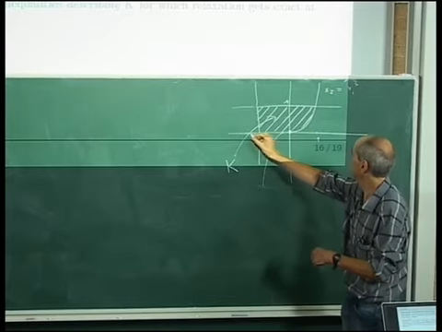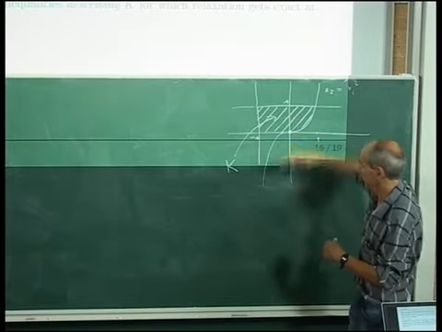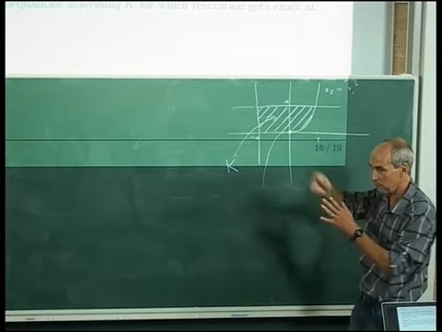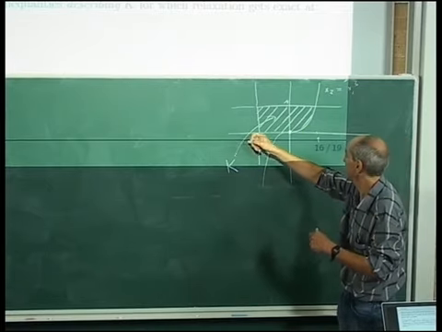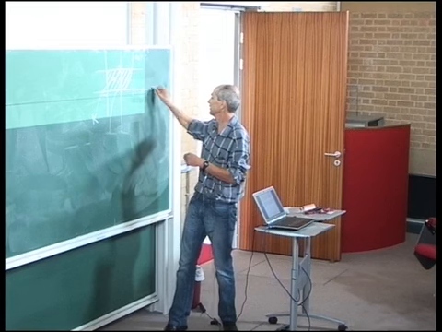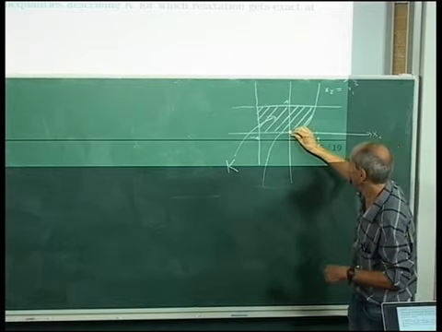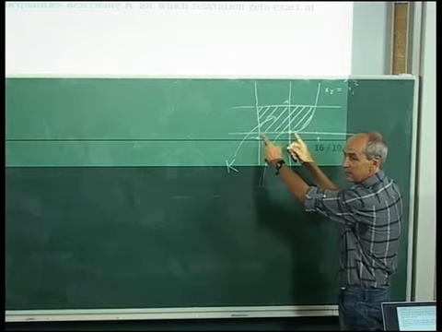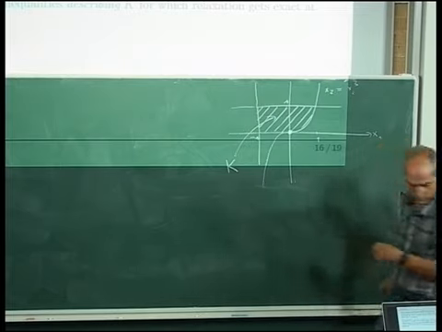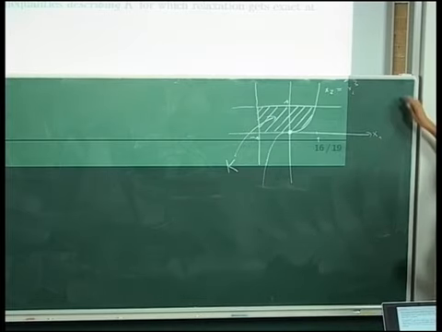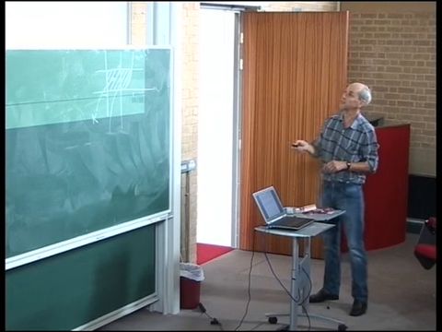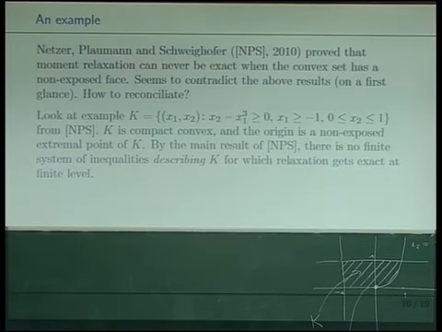But I mean, the supporting lines, so the lines for which my K lies in one half plane, the only supporting line is the x1 axis here. But it does not isolate the point, it rather gives me the entire interval. So this is a non-exposed extremal point. And by their general theorem in this paper, Lasserre relaxation for this K cannot be exact. Independent of what inequalities you use, however many, it will never get exact.